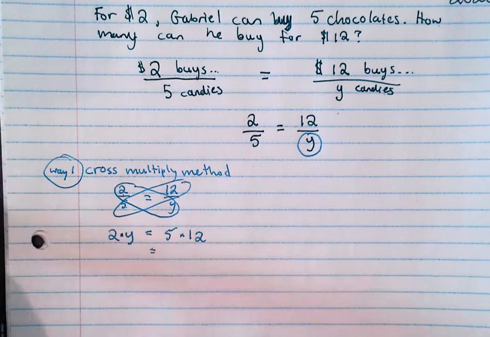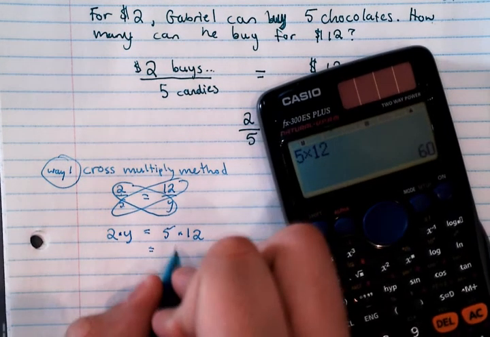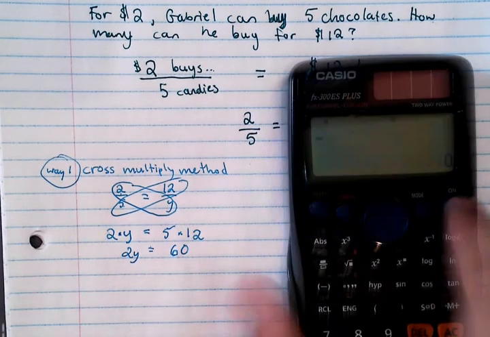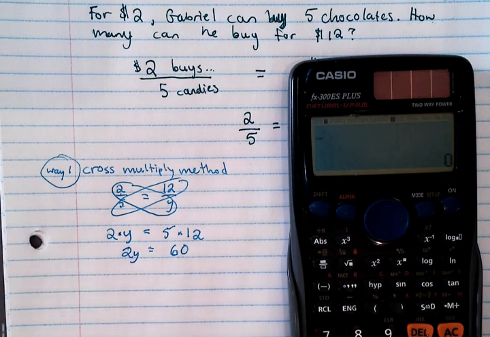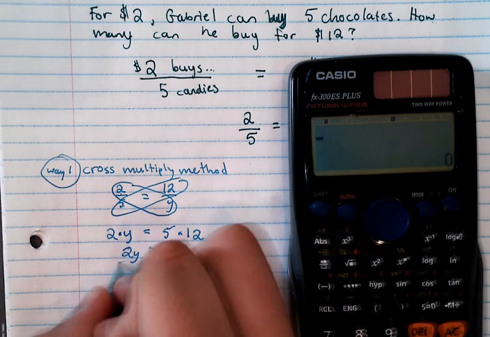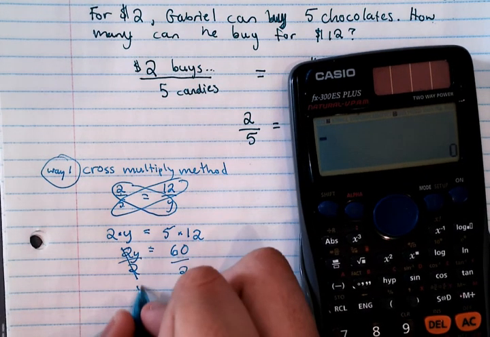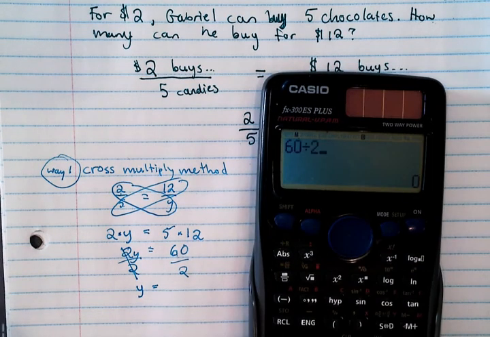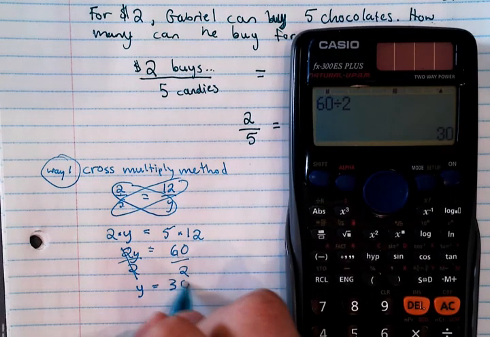I'll use my handy calculator. I finally found it. I'll do this side first. 5 times 12 is 60. 2y equals 60, and we just want to get rid of that 2. The opposite of multiplying by 2 is to, let's hear it folks, divide by 2. We divide by 2 on both sides, because what we do on one side we have to do on the other. y equals 60 divided by 2, and if you don't know that off the top of your head, perfect. I'll write that in. So that's one way to do it, the cross multiplying method.